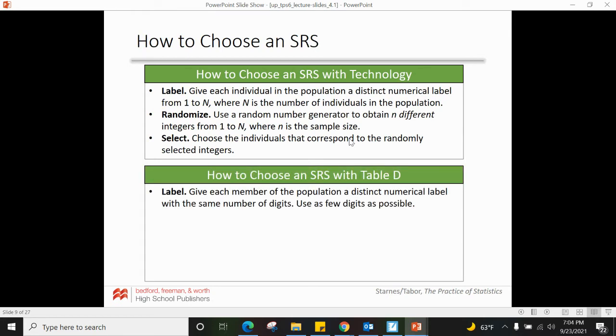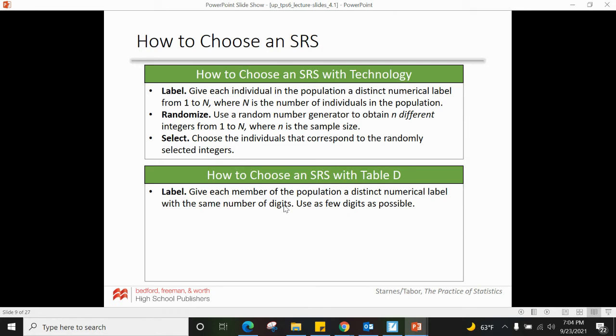The second one is using a table of random digits. We'll show an example of this in class also for you. But first, you're again going to give each member of the population a distinct numerical label with the same number of digits. This is the one thing that's important. Up here it doesn't matter how long the digits are because your random number generator is just pulling integers. But you want to make sure they're all the same number of digits.